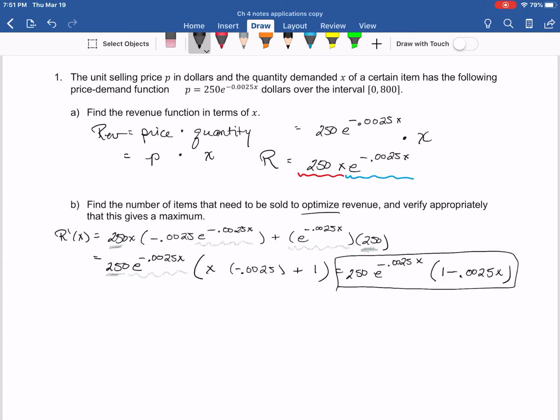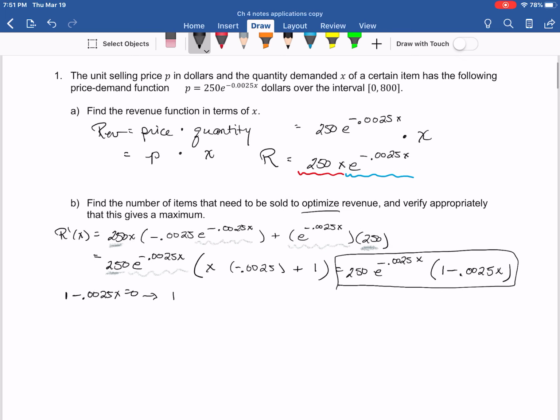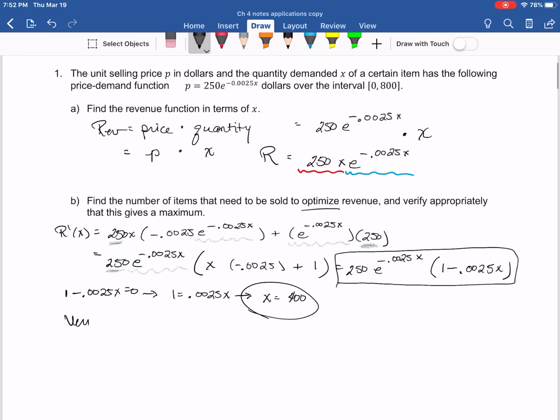Next, we set this equal to 0. We solve for x. This is equal to 0 whenever the factor 1 minus 0.0025x is equal to 0. And so that is what we are going to solve for x. All right, so x equals 400 is what you get from that solution. So we are going to verify that the critical point we found as 400 is actually the absolute max.